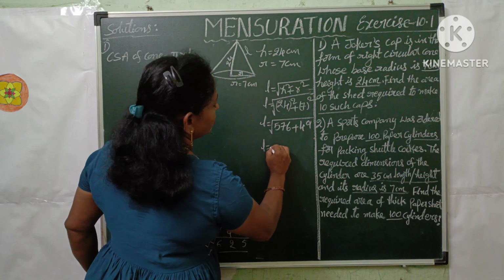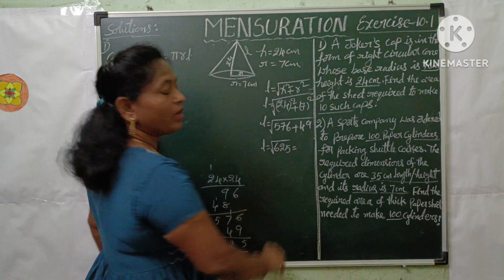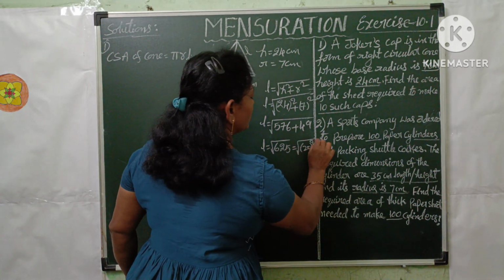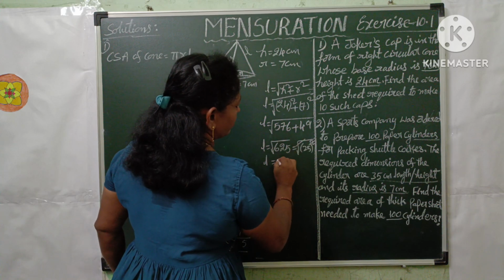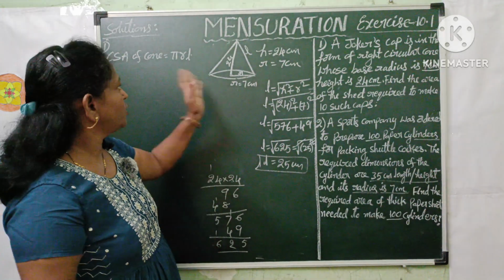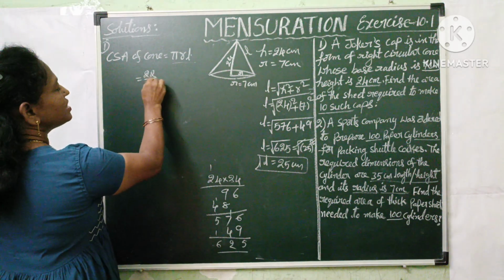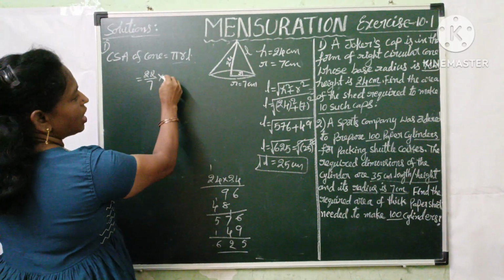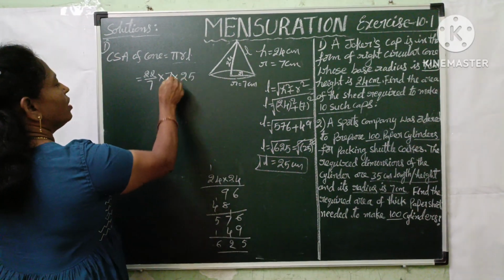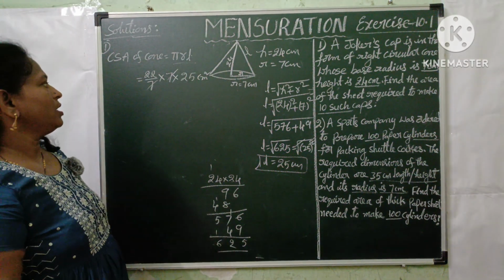So l equal to square root of 625. 625 is the square of 25, so the square root cancels the square. Then l equal to 25 centimeters. This is the slant height of the cone. Now substitute in the formula: pi value is 22 by 7, into radius 7 centimeters, into l as 25 centimeters, giving centimeter square.